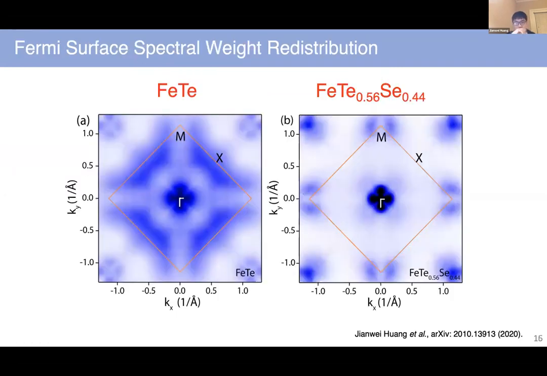Second, we observe a strong Fermi surface spectral weight redistribution. The right figure shows the optimal doped compound, which shows the hole pocket around gamma and electron pocket around M. This is normal. But for the iron tellurium, we find that there is spectral weight appearing around this X point of the Brillouin zone.